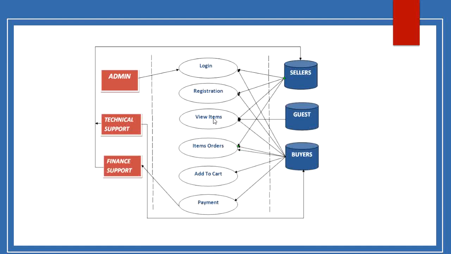So this is just a pictorial representation of what actions a user or the actor can perform on the system. And a buyer can also perform several different actions like logging in, registration, item viewing, ordering the item, adding to the cart, and payment. All this will come under this particular actor who is a buyer. So this is all about use case diagrams.